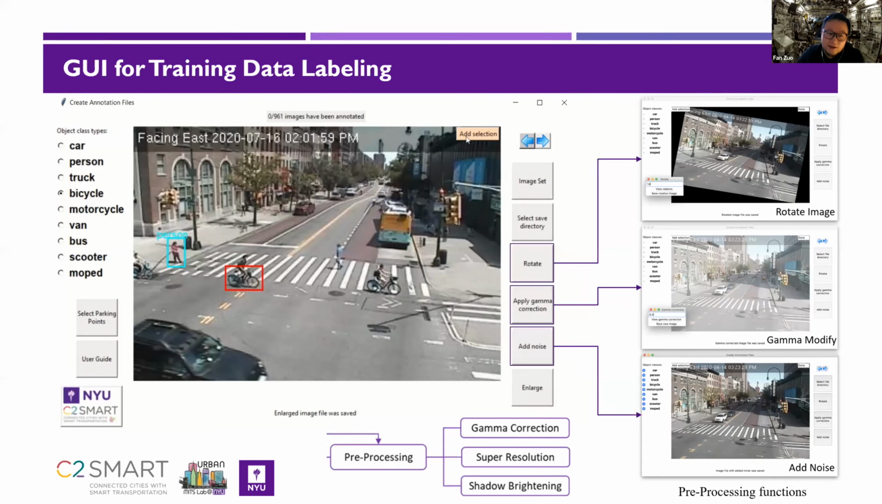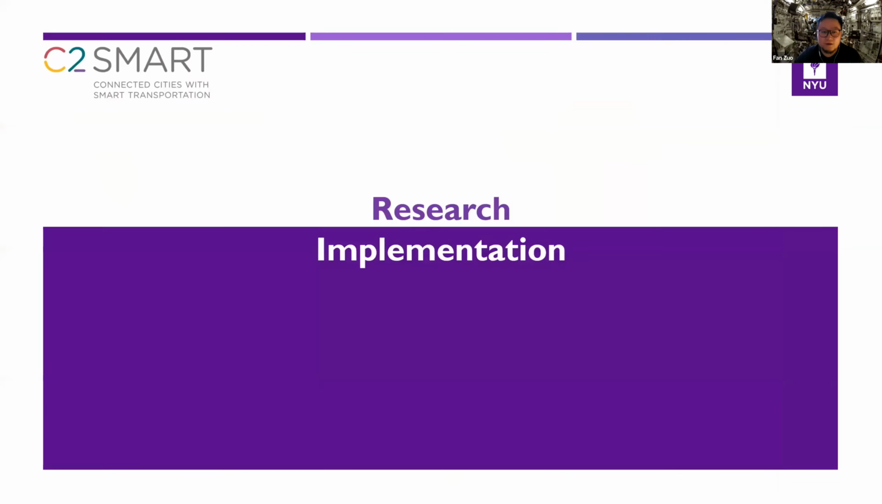And also, if you remember, we have some pre-processing in our framework, such as gamma correction and shadow brightening. We also added those functions into the GUI, so we can pre-process the images directly using them. Okay, I'll pass this one to Yubin. Yubin? Okay, thank you, Fan. So I will introduce the implementation of this application.